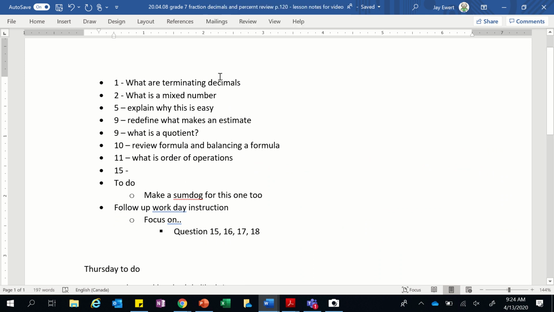We're going to talk about what terminating decimals are, just to make sure that we're still aware of how this works. What's a mixed number, redefining how to make an estimate, what a quotient is, review formula and balancing a formula, and what is the order of operations.